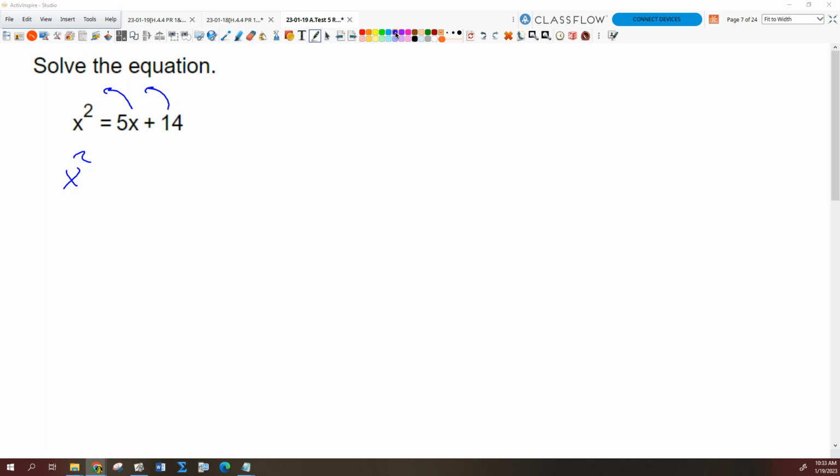That's going to give me x squared. I'm going to have to subtract that 5x to the left side and subtract that 14 to the left side. Okay, good. We got it into standard form. What is next here, Veronica? What do I got to do?